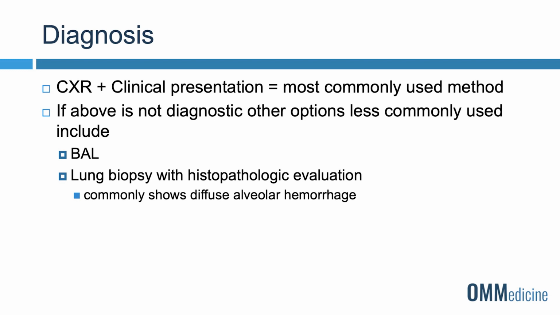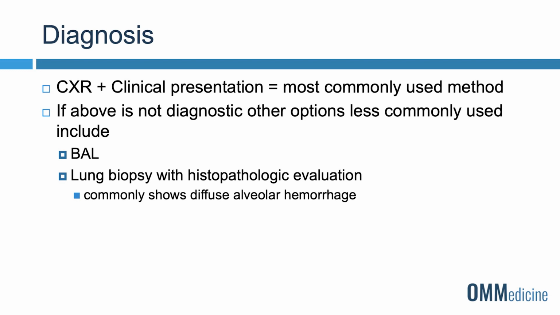And the most common one that will be seen when we look at it under a microscope from a lung biopsy in a patient with ARDS is going to be diffuse alveolar hemorrhage. Now, lung biopsy and bronchoalveolar lavage are typically not done in the diagnosis of ARDS. However, you should just be aware that these are options of diagnosis if a chest x-ray and the clinical picture are non-diagnostic.